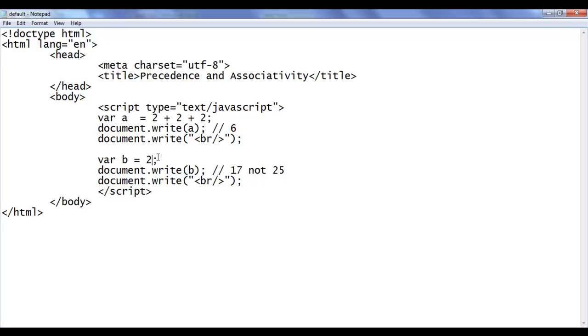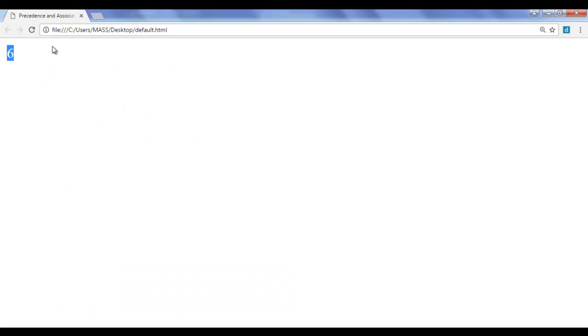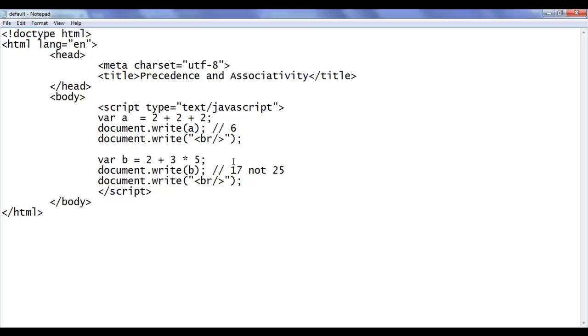Let me write here 2 plus 3 multiplied by 5. File, save, go to browser and refresh. You can see that we got the output 17, not 25. That is how the browser evaluates the given expressions by referring to the precedence and associativity table. Let me give one more example.